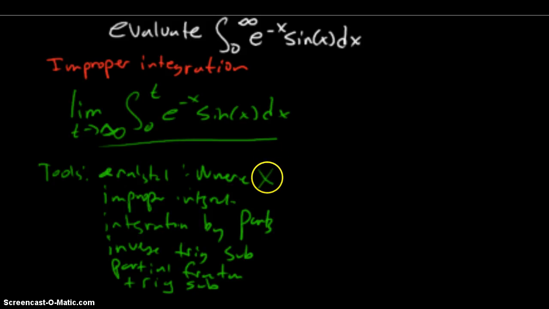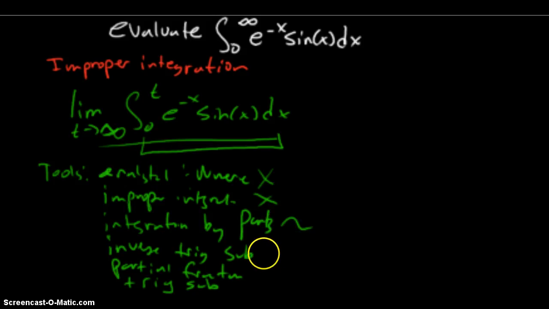Improper integration was the technique used to initialize or to help us start the problem, but it's not going to be the technique used to help us finish this particular integration problem. So that's out. Integration by parts, this seems promising because looking at the expression we can see that we can obtain some sort of reduction formula to solve the integral, so this is promising.